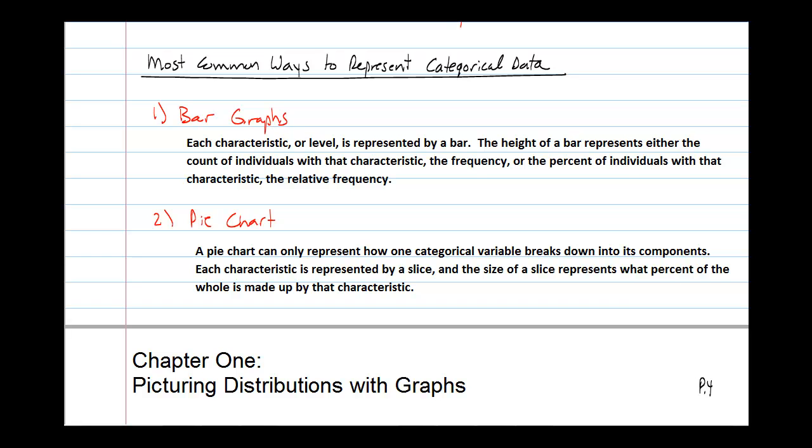Now a pie chart you have to be a little bit careful with. It can only represent how one categorical variable breaks down into its components. So for instance, the condition of the deer is good or poor. I can only work with that. I can't work with the male, female, gender, and the good, poor. So when I talk about a pie chart, it only represents how one categorical variable breaks down into its components. And basically we find the percentage that each component takes up, and then we take that percentage times 360 degrees, and that is represented by the slice, and the size of the slice again is tied back to the percentage of that particular category. So let's go ahead and look at some examples of these types of graphs.